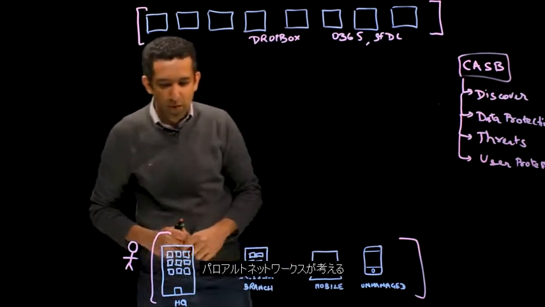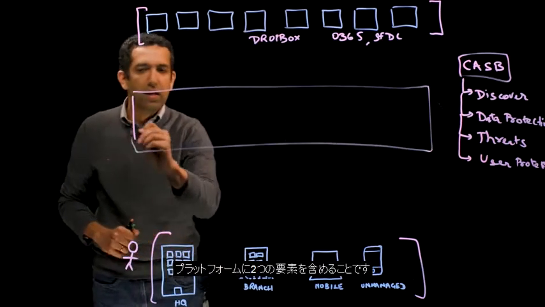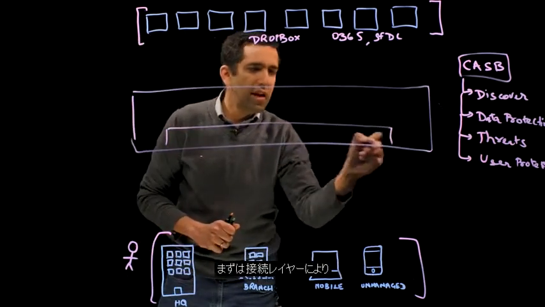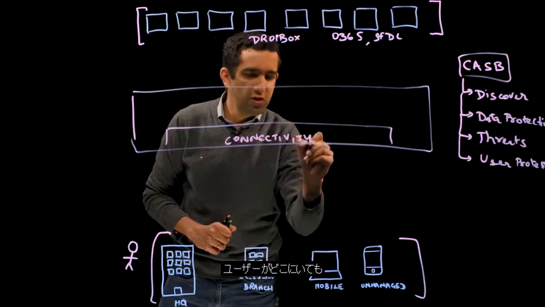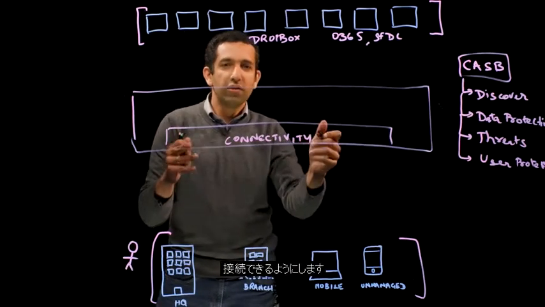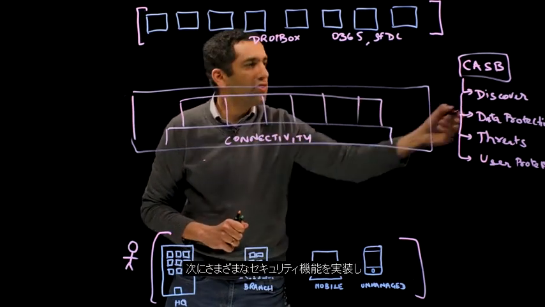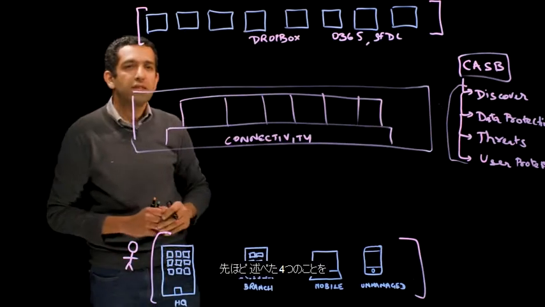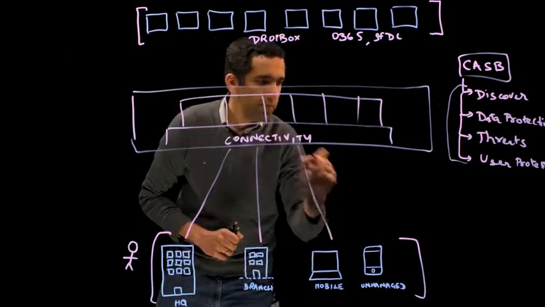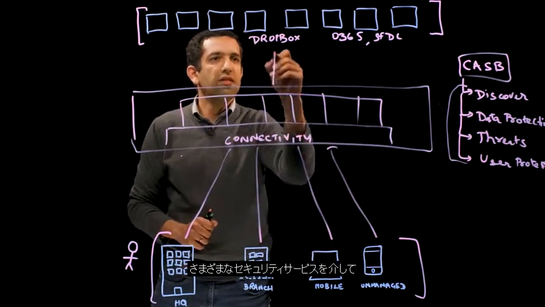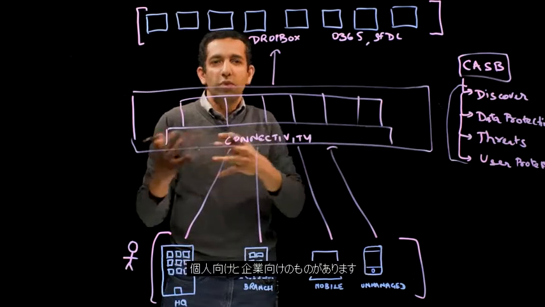Now, how does Palo Alto Networks implement this? The right way to do this is actually to have a fully cloud-delivered platform that contains two things. It contains a connectivity layer that essentially makes sure that no matter where your user is, you're connecting up to the same area, which then provides a bunch of different security functions that allow you to do these four things that I mentioned earlier. So your users are connecting over here. You have all these different security services as they access these SaaS applications. Now, these SaaS applications, as I mentioned earlier, could be personal, it could be enterprise.